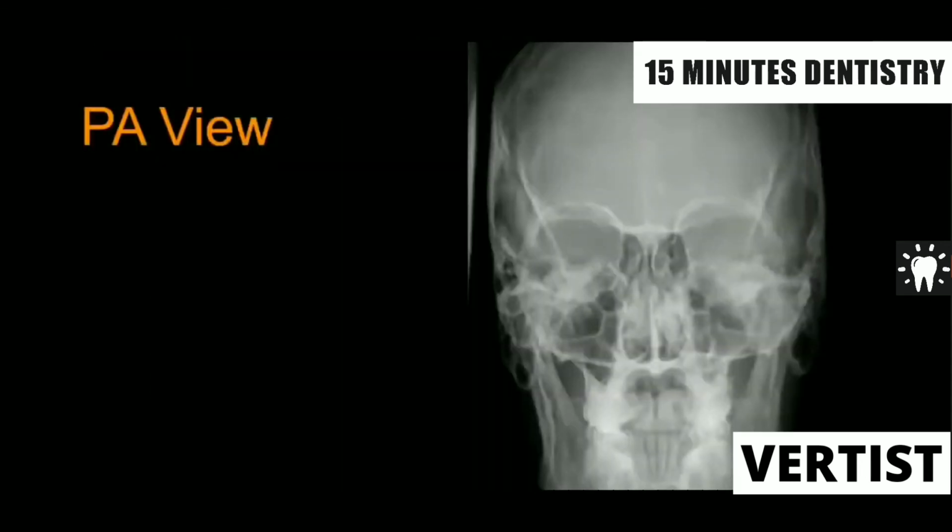PA view, this is a posterior anterior view. So we call it the posterior anterior, that means the X-rays pass from the posterior to the anterior. And when the X-rays pass from anterior to posterior, we call it an AP view. This will also be asked in your MCQs, which of the following is a PA view or which of the following is an AP view.